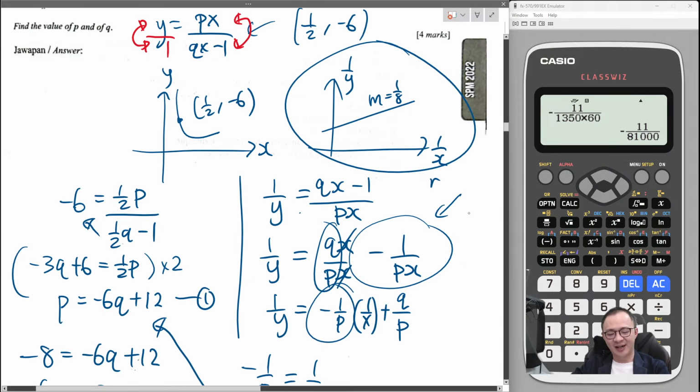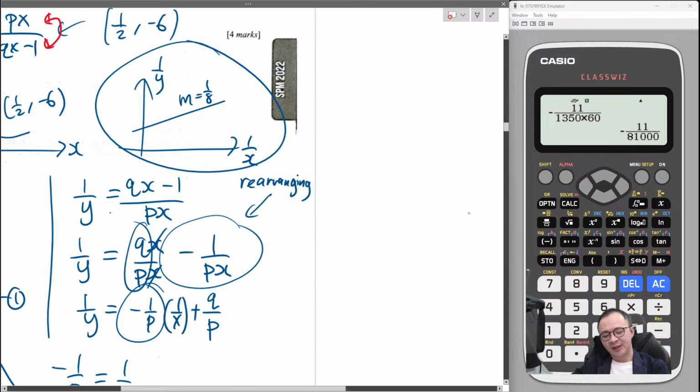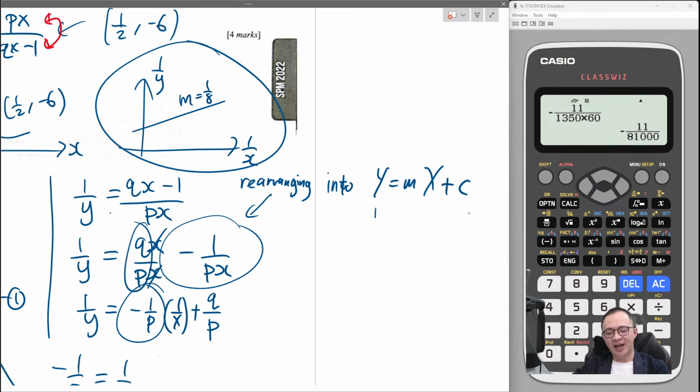You can see here I actually rearranging into y equals mx plus c. Because I know this is 1 over y, against 1 over x. So my objective for y equals mx plus c is to get something like this.